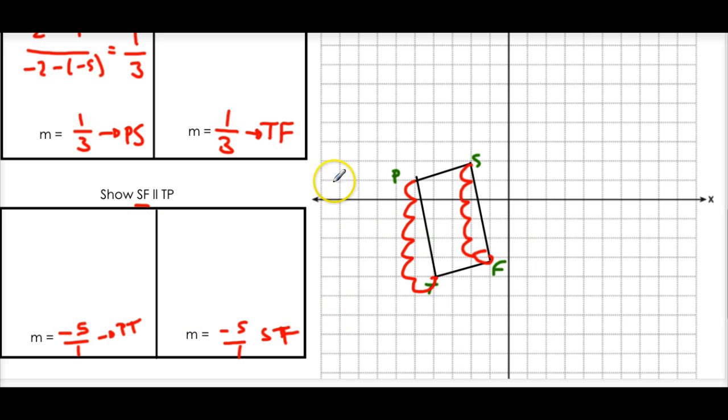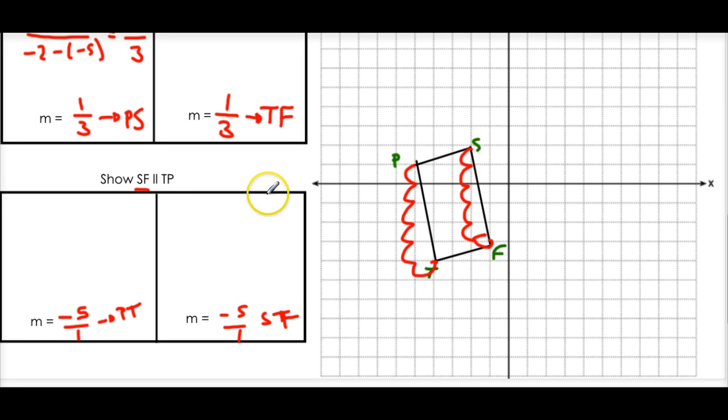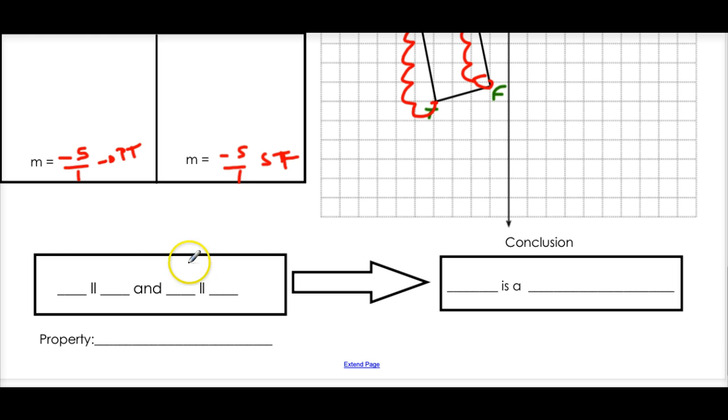I want you to use the slope formula. I was just being lazy. So we've just shown that opposite sides are parallel. So the final thing we do is we actually write a proof. And the way you do this is a flow proof right here. What you do is you state what you did. We showed that the opposite sides were parallel. We state the property we used, and then we state our conclusion. So what that looks like is this.